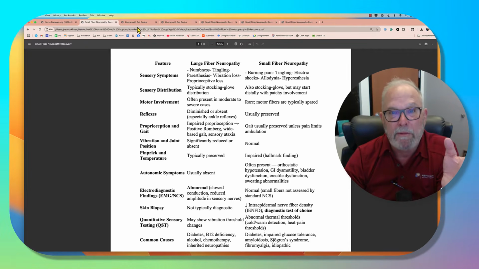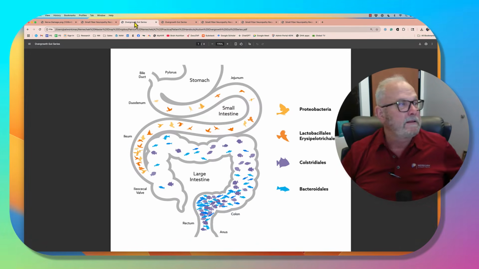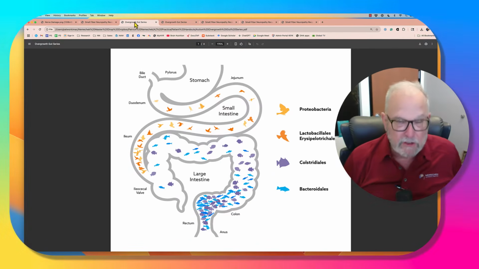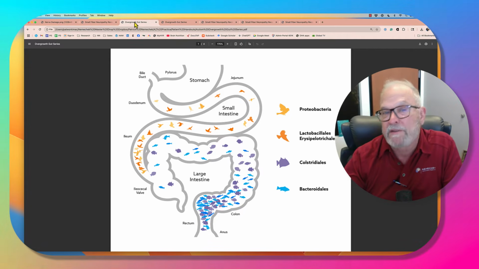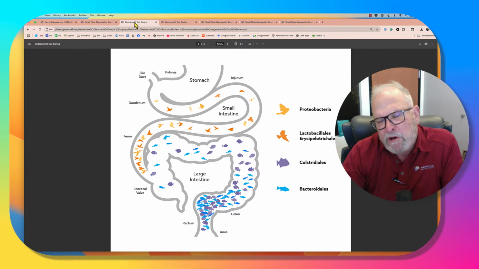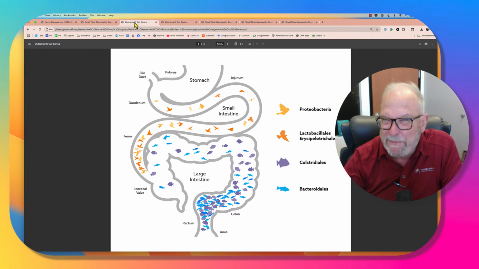small fiber neuropathy tends to be from inflammation. And as you know from any of my other readings, the majority of chronic inflammation that people are experiencing is coming from an imbalance of intestinal bacteria. People call this dysbiosis. Actually, a more precise term is SIBO, for small intestine bacterial overgrowth.